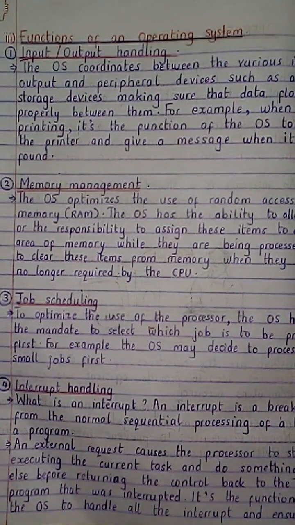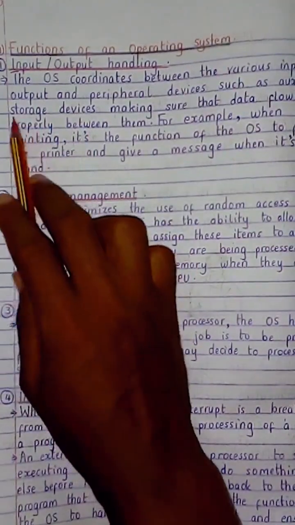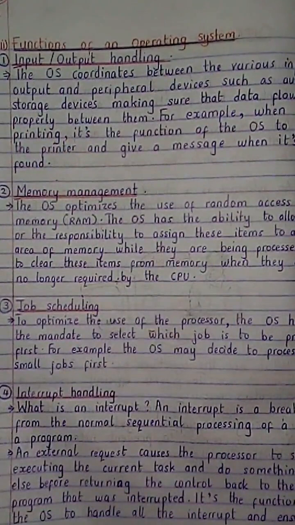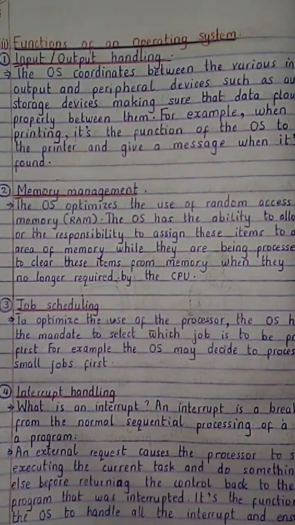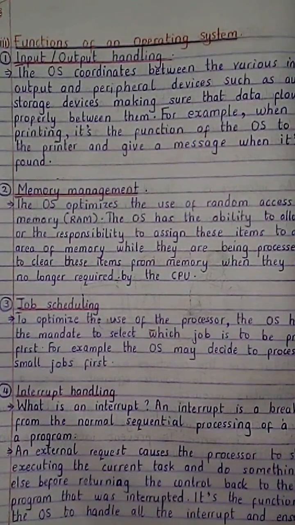So let's look at the first function of the operating system. And as you can see, we have input and output handling, which is right here. And we say that the operating system coordinates between the various input and output and peripheral devices such as auxiliary storage devices, making sure that data flows properly between them.